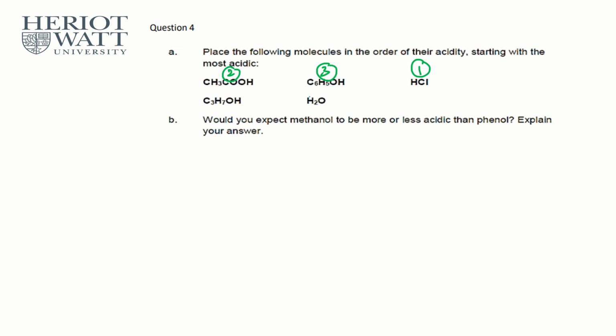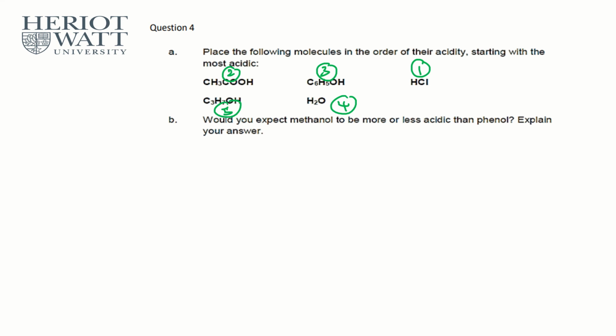And of course, number 4 will be water. Water can be slightly acidic sometimes, but usually it is neutral. And then the last one is alcohol. Why is alcohol put at the last, knowing that water is neutral, right? Alcohol is not even considered as an acid or base. It is non-acidic.